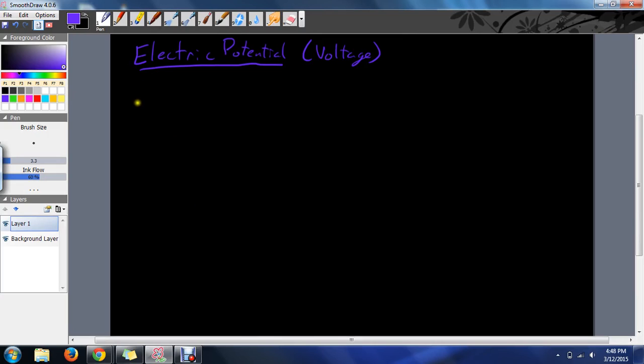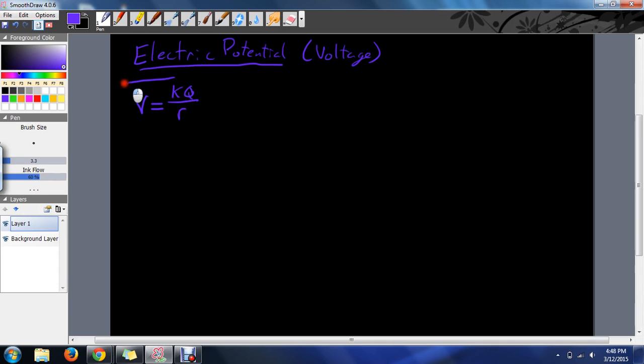I know you guys have a lot going on, so let me just give them to you real quick on electric potential, otherwise known as voltage. Those are synonymous. I'm going to use them interchangeably. So voltage is going to be represented by capital V and is given by this equation.